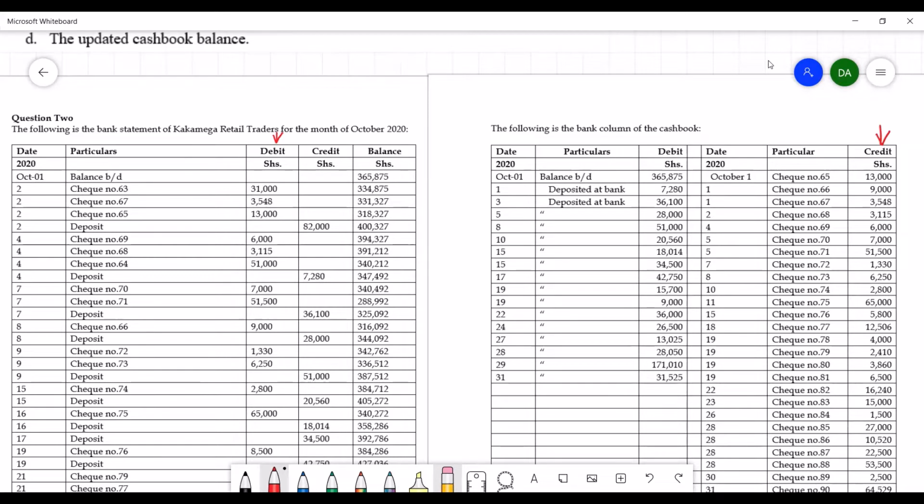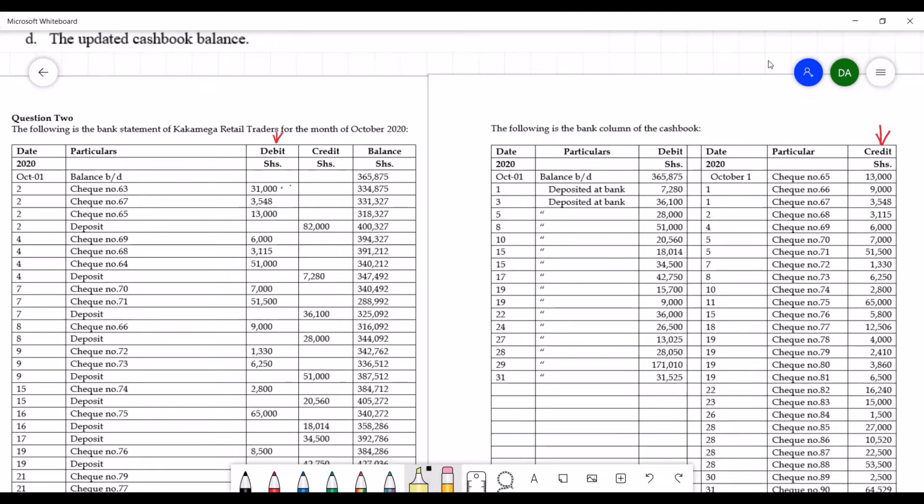If you look at the bank statement here, the items which are appearing on the debit side are checks. And you can see check number 63, check number 67, and so on. If you look at the credit side of the cash book, what appears there are checks. And these are checks which have been issued by the organization. So we want to compare them. Let us begin with check number 63.